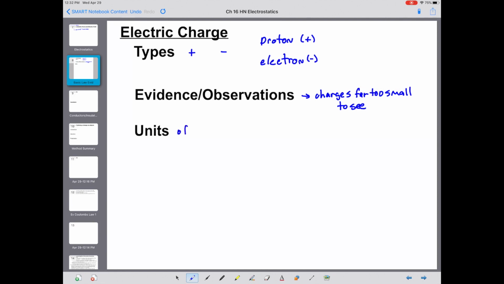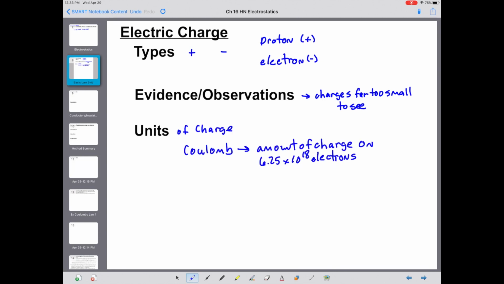Our unit of charge is a coulomb. A coulomb is the amount of charge on 6.25 times 10 to the 18th electrons. So it is a very large amount of charge. Typically, when we are placing charges on objects, we won't deal with entire coulombs of charge.